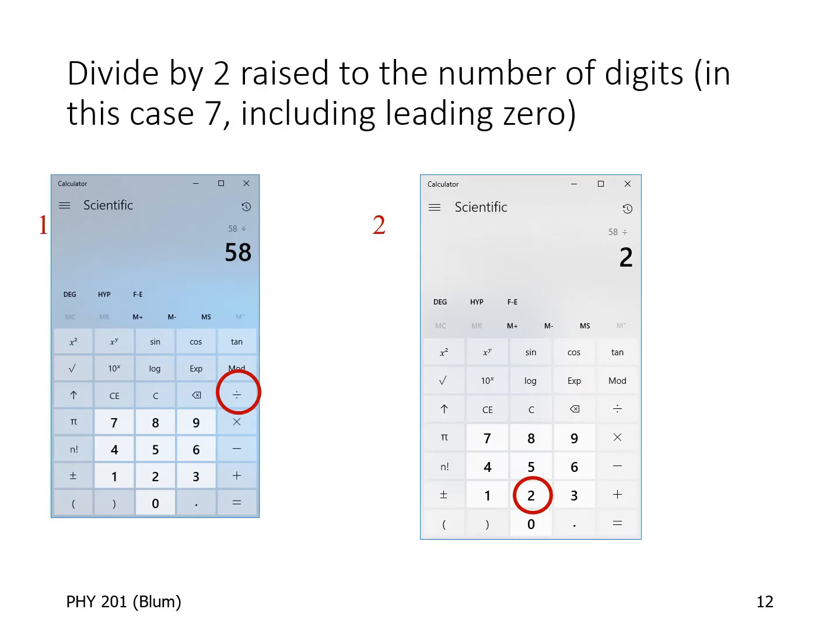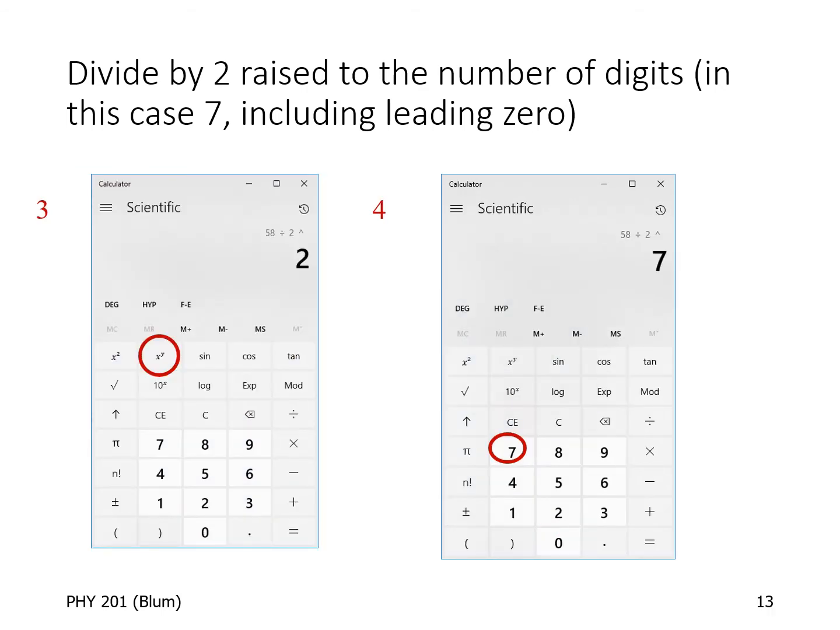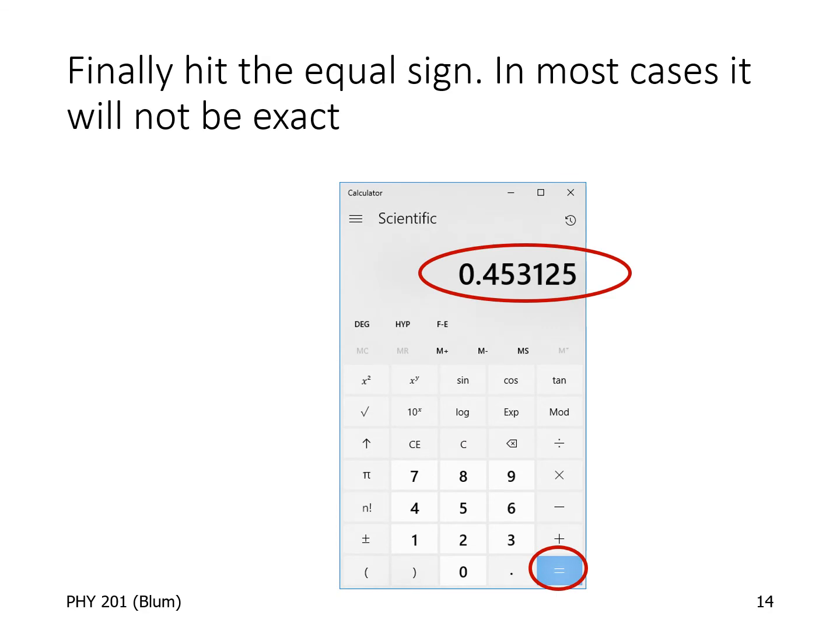This check relies on knowing how many bits that we generated. In this case, it was 7. And so we are going to take that number that we just found, 58, and divide it by 2 raised to the 7. And finally, we hit the equal sign and we get a fraction. It will not be exact in most cases. So we started off with 0.456, but our 7-bit representation corresponds to 0.453125. So we stopped at 7 bits, but the number did not naturally terminate at 7 bits. It's just that we stopped. That's why it's not exact.